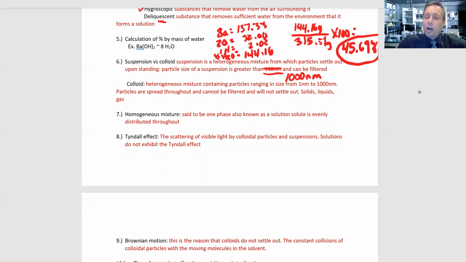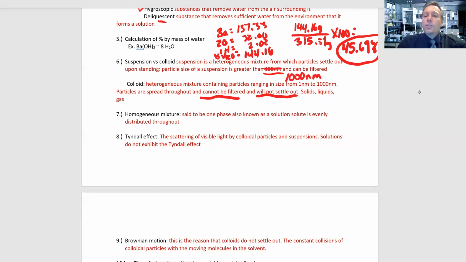Now, when we talk about a colloid, it is also a heterogeneous mixture containing particles that range in size from 1 nanometer to 1,000 nanometers. So they are smaller than a suspension. The particles are spread throughout, but the particles do not settle out and you can't filter them. So you cannot filter a colloid and they will not settle out. We'll talk about why they won't settle out here in a minute.